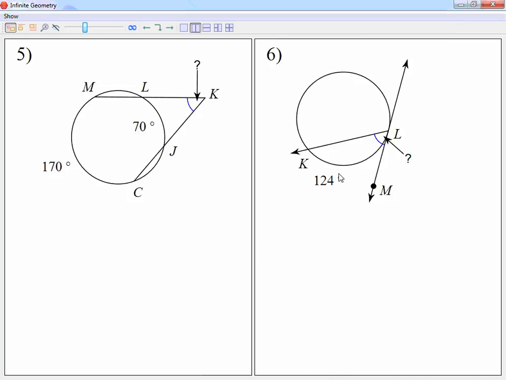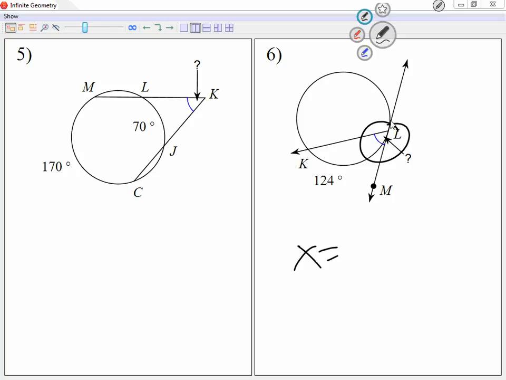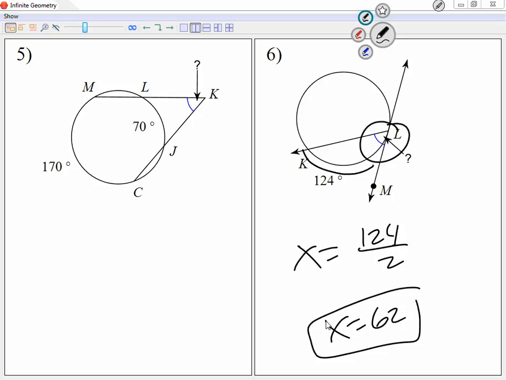6. All right, looking at number 6, the angle is on the circle. So the angle is x. The arc that this angle creates is 124. So I'm just going to say x for the angle equals 124 over 2. So 62. Yep. So x equals 62.